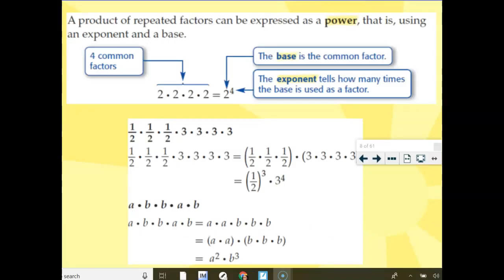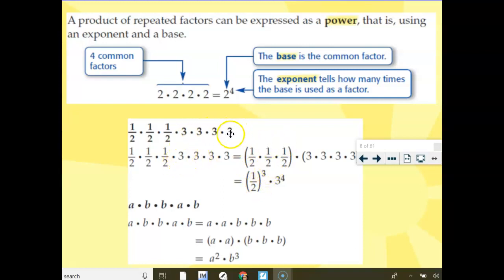I hope you enjoyed that little song, but what the heck did it teach us? It was just a review that a power is repeated multiplication. The bottom number is the base. The top number, the exponent, tells us how many times that the base was multiplied or used as a factor. So for example, if we have half times a half times a half, that can be represented as 1/2 to the 3rd power.